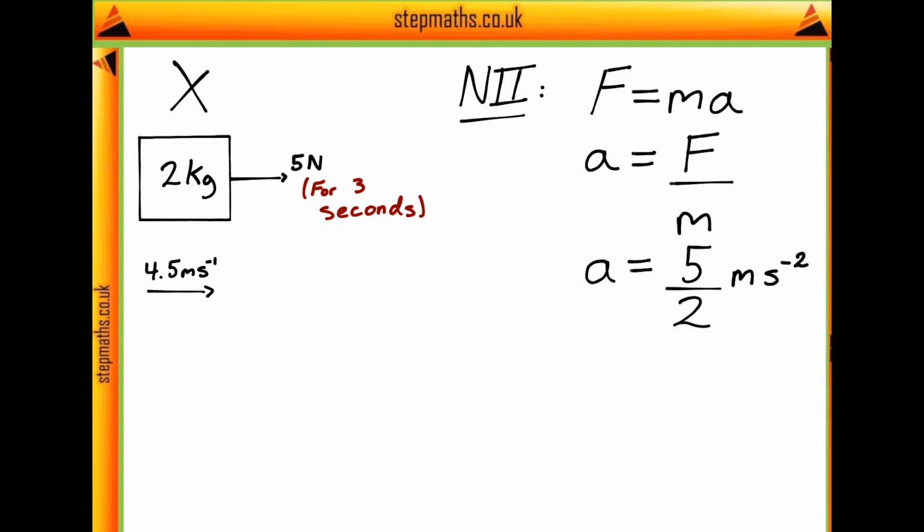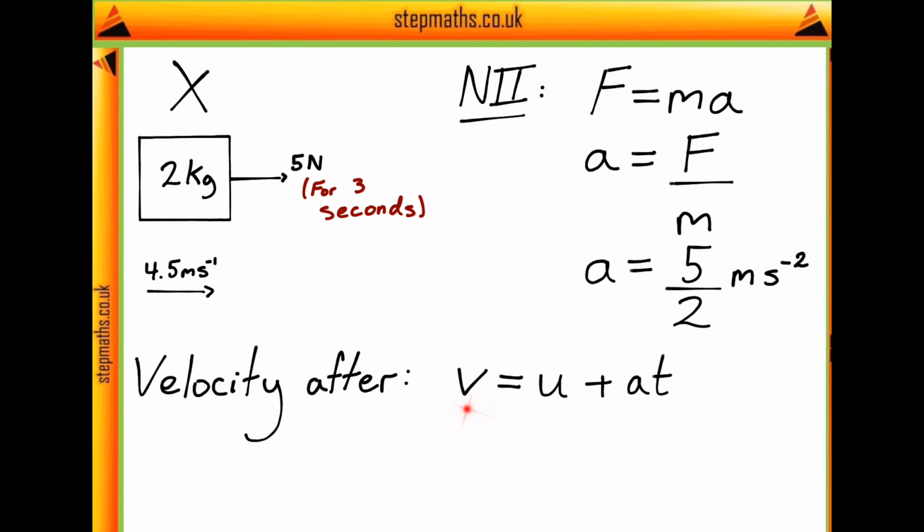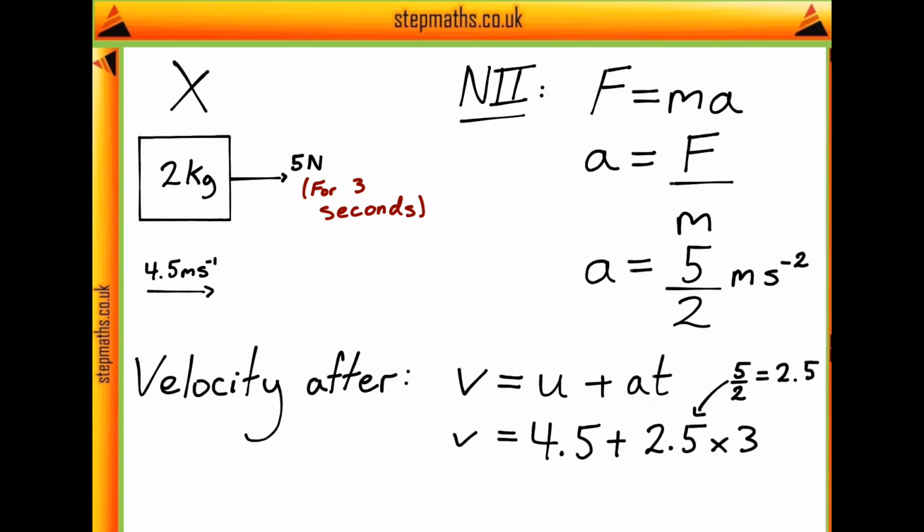So with this acceleration, we can go ahead and find the velocity of our block after it's accelerated for our 3 seconds. Now how would we do this? Well, we could use this equation, that the final velocity of an object is equal to its initial velocity plus its acceleration multiplied by the time it accelerates for. So its final velocity is going to be equal to its initial velocity of 4.5 meters per second plus our acceleration, which is just 2.5 meters per second squared, because 5 over 2 is just 2.5, multiplied by our time period of 3 seconds. And doing this, we find that the final velocity before the collision is 12 meters per second.